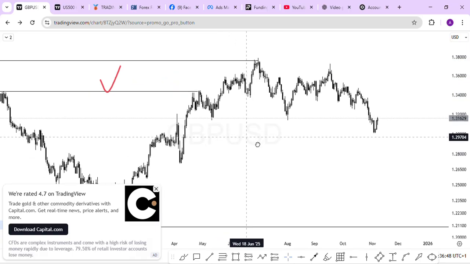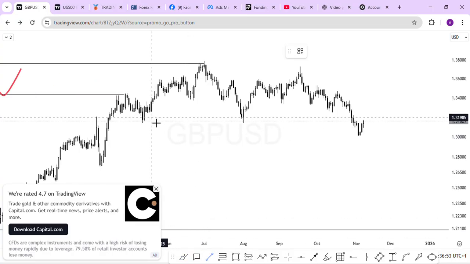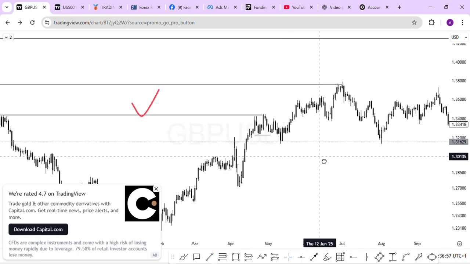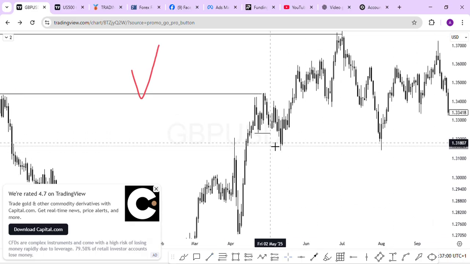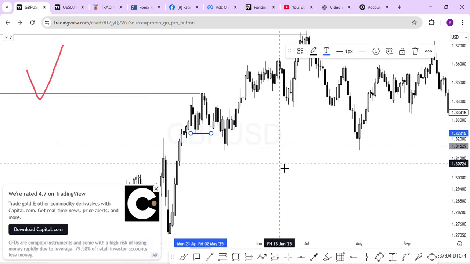Then what does market do again? As I said, you can see that market comes back for a very small inducement, which is the very last pullback before the break of structure. So this is like a daily inducement. So let me mark it. I think daily high DM.